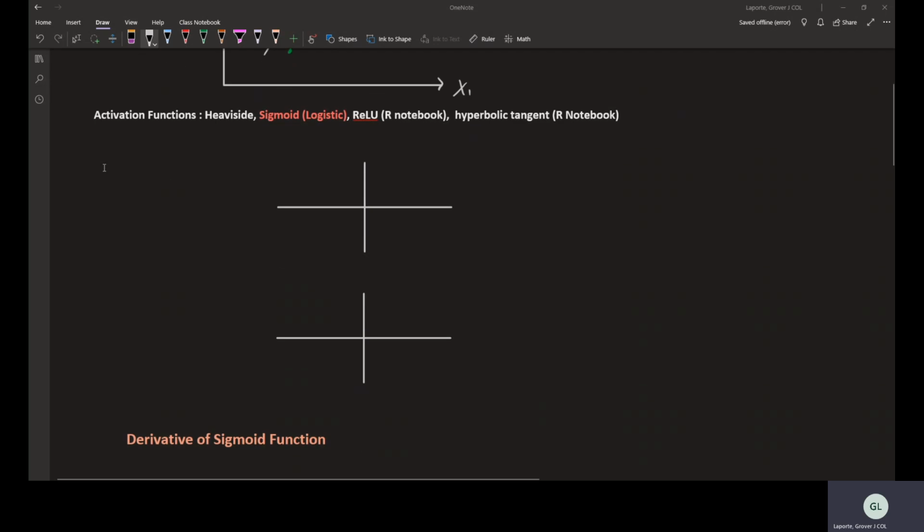So let's go ahead and get started. We've already talked about the Heaviside function, and I will reintroduce that one and show you what that looks like. Again, it's in the R notebook. I put them right beside each other in the same graph in the R notebook, so you can go there and check that out. I put the one we're going to talk about in this salmon color, and that is the sigmoid function. So let's look at the Heaviside first.